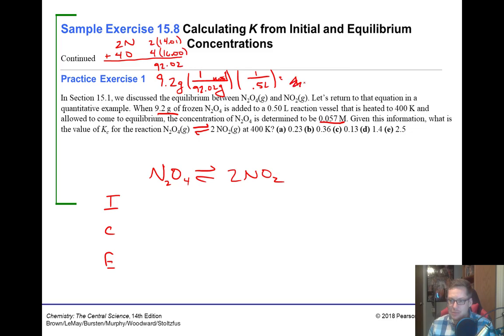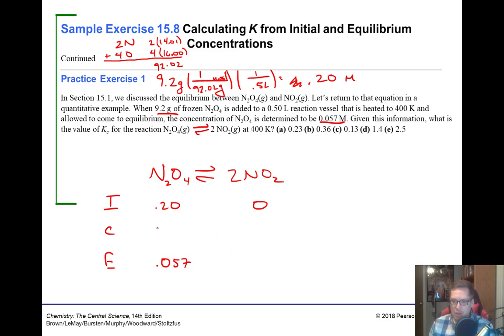So this becomes 0.20 molar. So that's our initial concentration of N2O4, 0.20 molar. The initial, and it says this is all we had in our closed reaction container, so that means the initial concentration of NO2 is 0. And it says it's allowed to come to equilibrium, and the concentration of N2O4 is determined to be this. So that means the equilibrium concentration is 0.057.